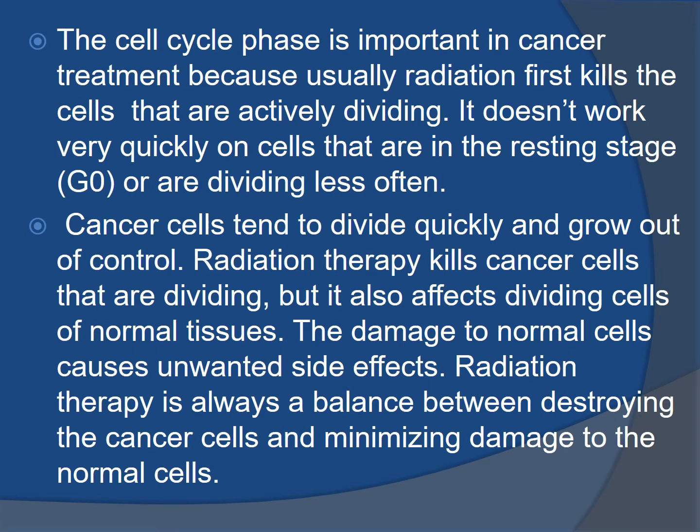The cell cycle phase is important in cancer treatment because usually radiation first kills the cells that are actively dividing or highly dividing cells. It doesn't work very quickly on cells that are in the resting stage. Cancer cells tend to divide quickly, as you know, and grow out of control. So radiation therapy kills cancer cells that are highly dividing cells, but it also affects dividing cells of normal tissues. The damage to normal cells causes unwanted side effects.